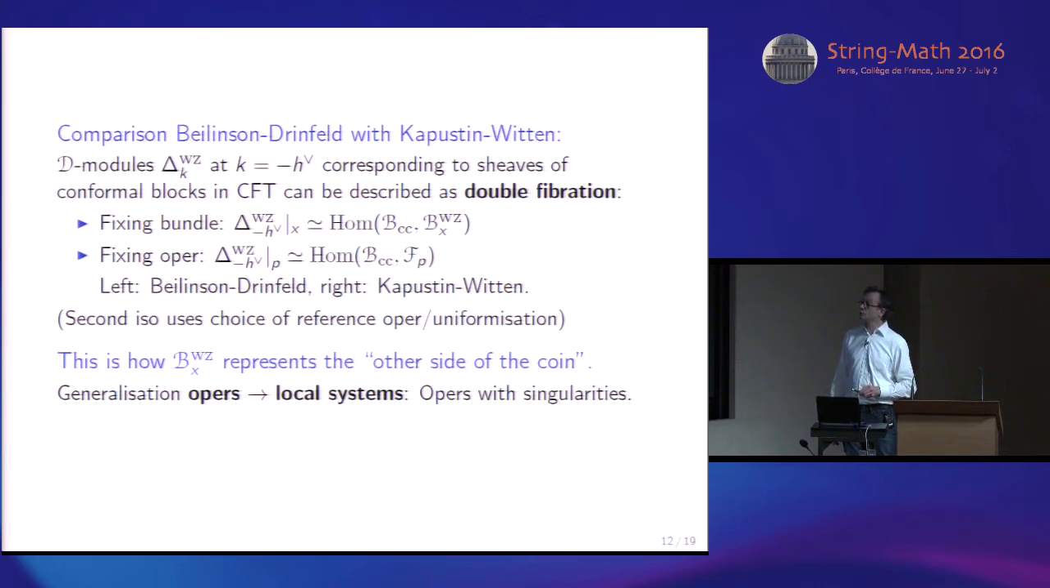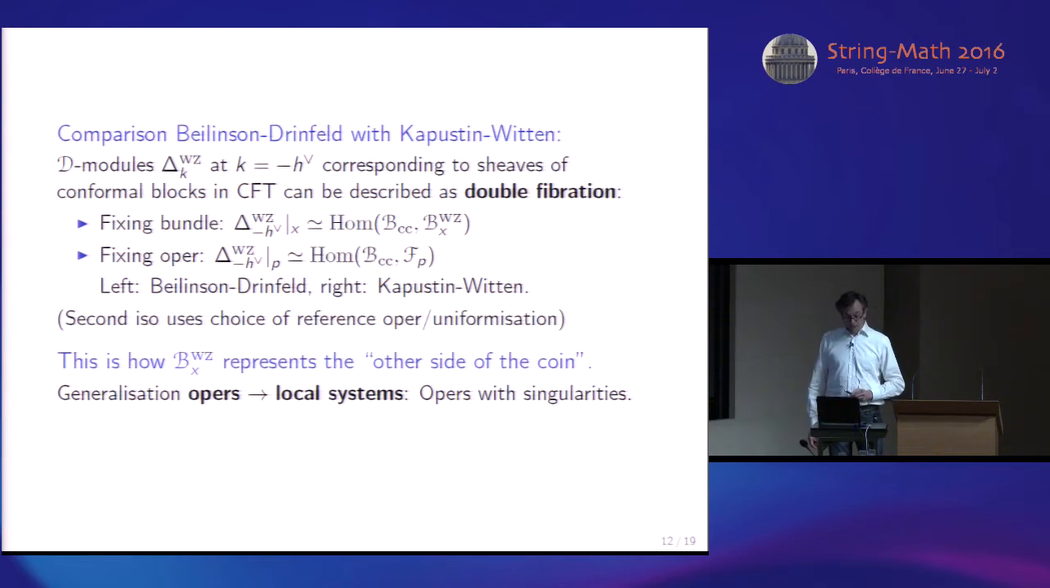But on the other hand, we could also fix, and here I'm going back to the first slide, in the construction of Beilinson and Drinfeld and Feigin and Frenkel, an oper in order to define a particular D-module. And this is what I'm suggesting here would correspond to the Hom space involving the brane considered by Kapustin and Witten. So in this sense, we see the two sides of the coin. We can fix either the bundle to see part of this double fibration, or we can fix the oper to see the basically orthogonal part. And this is what these two types of brane do for us.